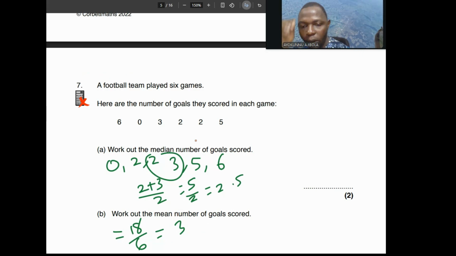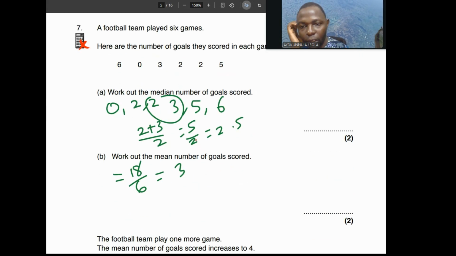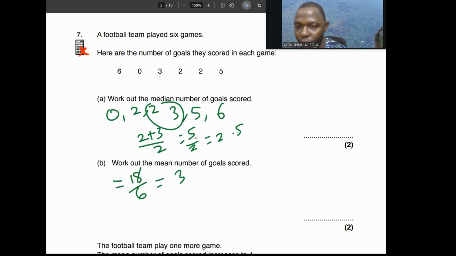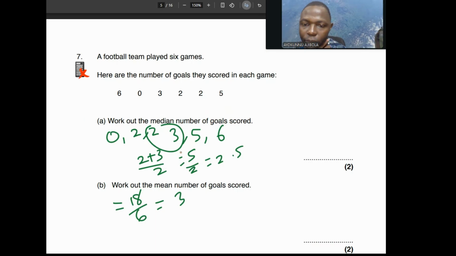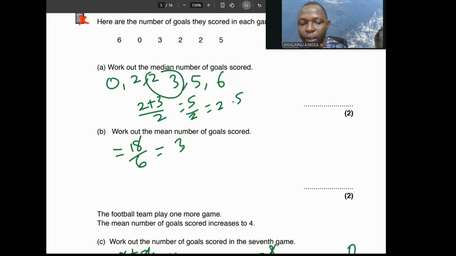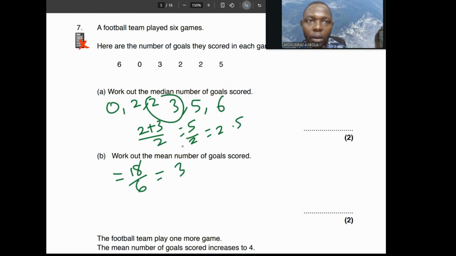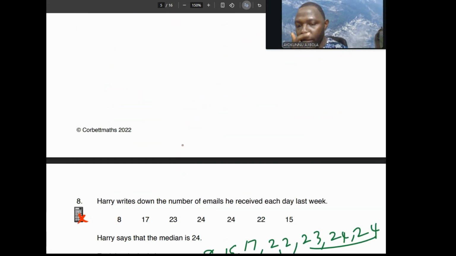Then, number seven. I got 2.5. Okay, and what again? I got 3. Three. What about the third part? I got 10. 10. Okay. Number eight.